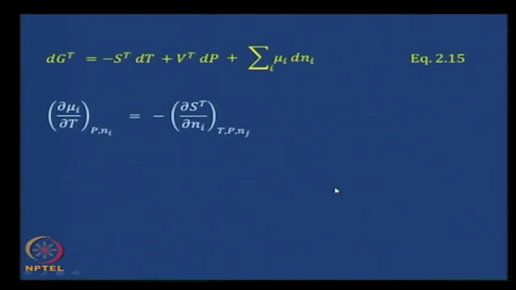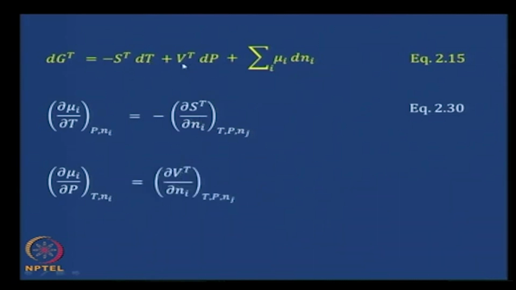Let us do this once again to get other useful relationships. Before that, let us call this equation 230. ∂mu i/∂P at constant T, all ni equals ∂Vt/∂ni at constant T, P, all nj's different from ni remaining constant. We had considered these two terms while writing this equation. Let us call this equation 231.